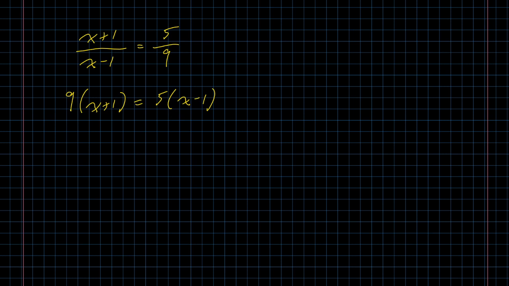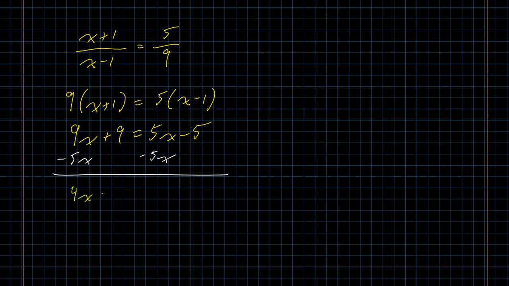Using the distributive property, 9x plus 9 is equal to 5x minus 5. I've got x's on both sides of the equation. Well, that's a bit of a problem, but it's not too bad of a problem because I can just subtract 5x on both sides of the equation. 9x minus 5x is 4x. 5x minus 5x is 0, leaving behind the minus 5.